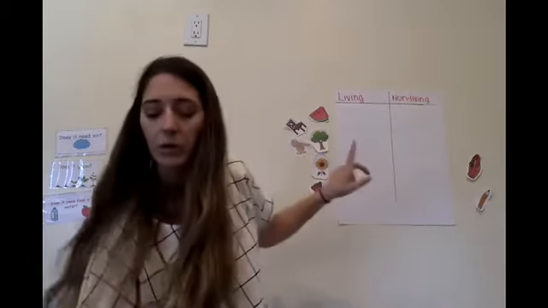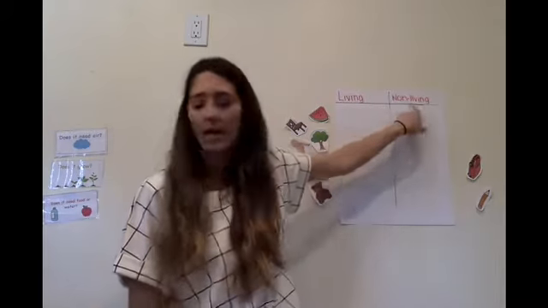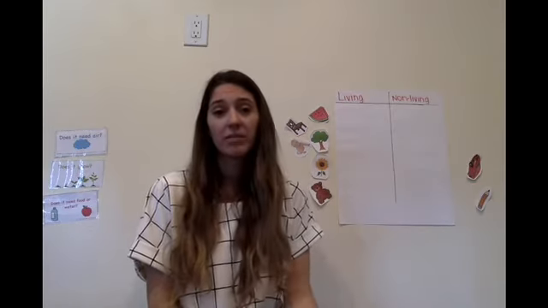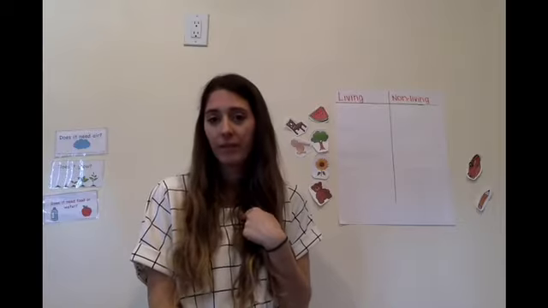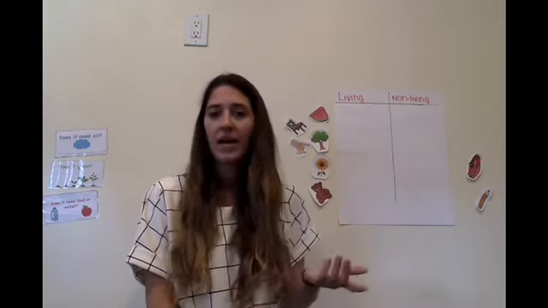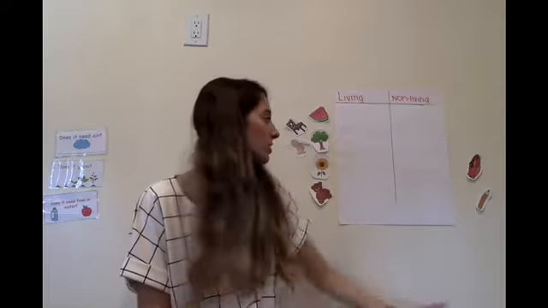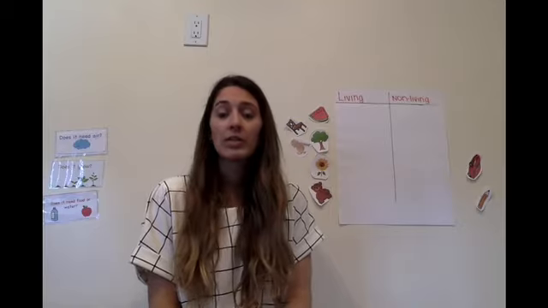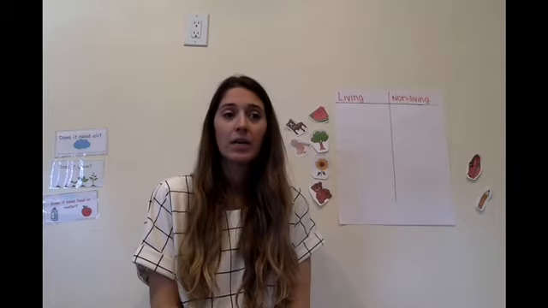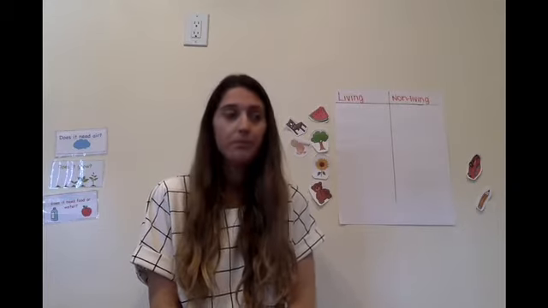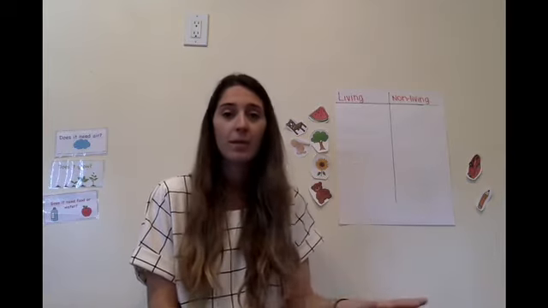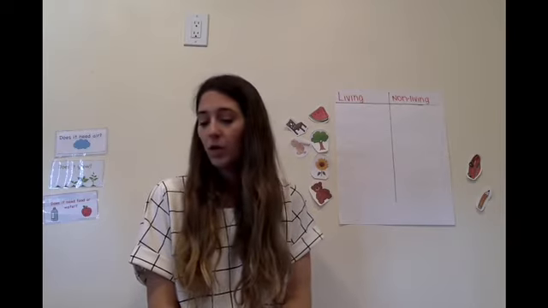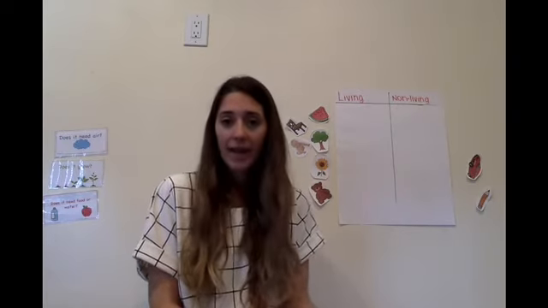So here I have my two-column chart, and I have living and non-living. What does living mean? Are you living? Am I living? Yeah. What about the chair? Is the chair living? No. Is the wall living? No. How do we know? Living things are anything that has been or is alive. Anything that has not been alive or is not alive is a non-living thing. So how can we tell?